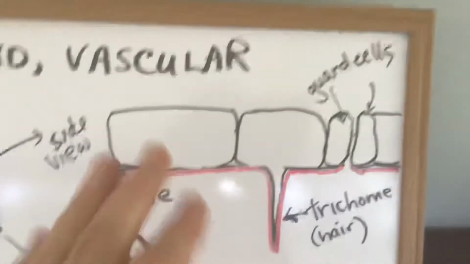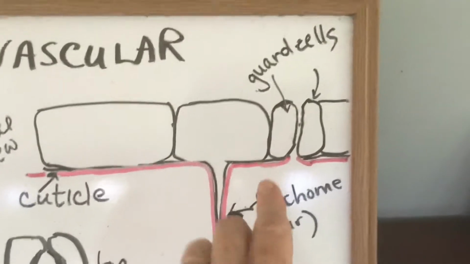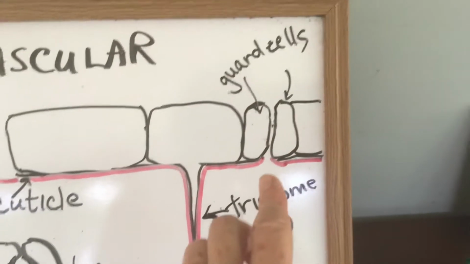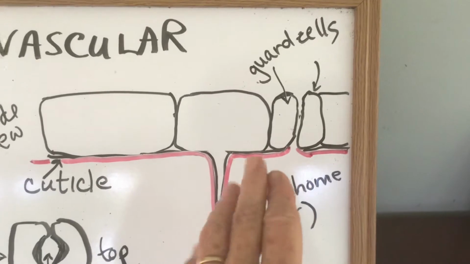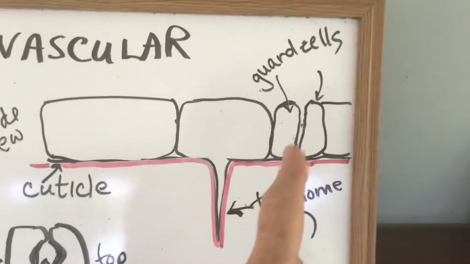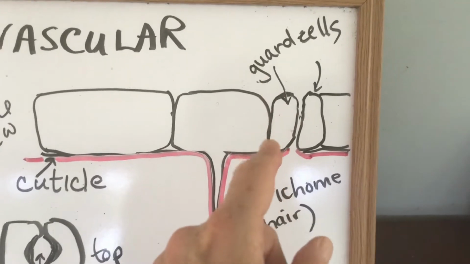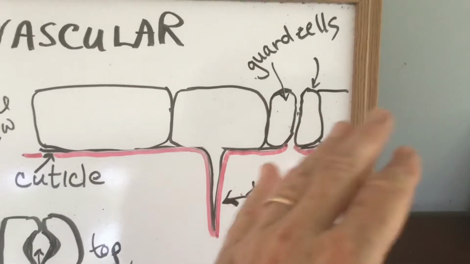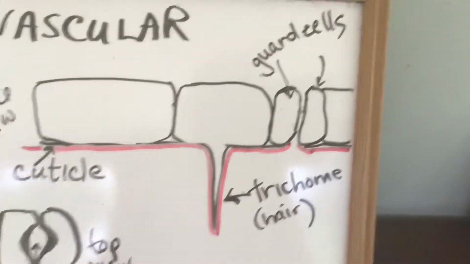So in order to get in and out of the plant, you have to go through small pores in the outside of the epiderm called stomata, and these stomata are protected by specialized epidermal cells called guard cells. All right, so this is a side view.